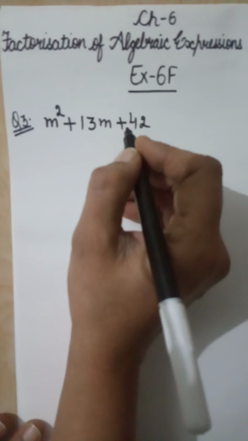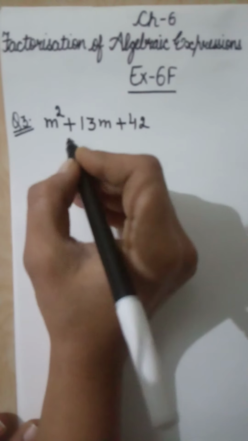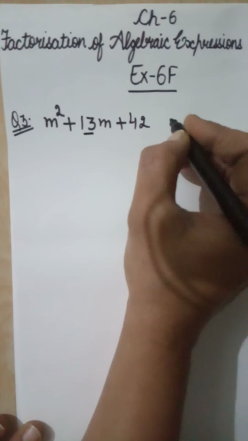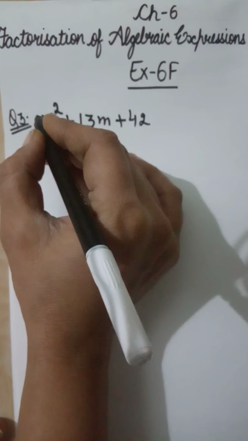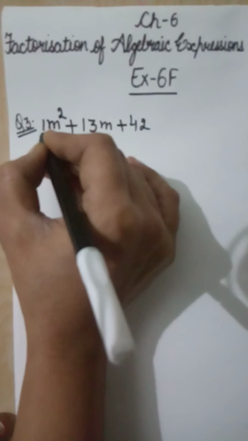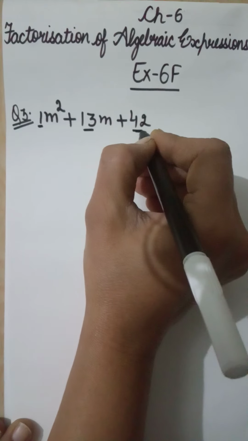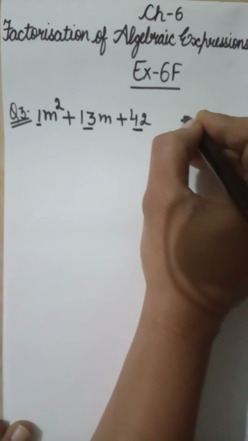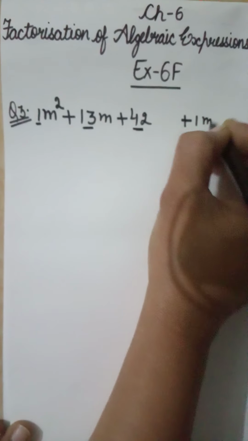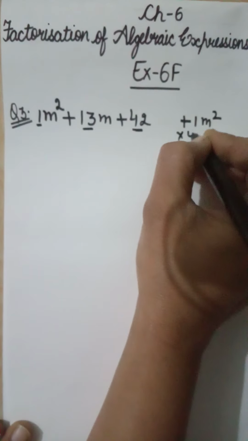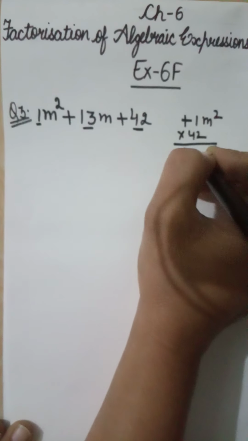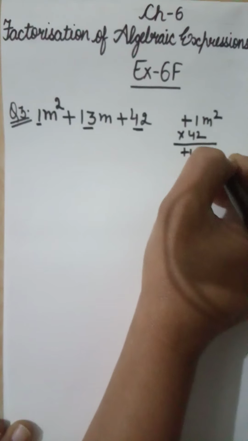In such questions, we will factorize by splitting the middle term. How to split the middle term? The first step is to multiply the first term and the last term. My first term is plus 1 m square, into 42. Here you get plus 42, ones are 42 m square.